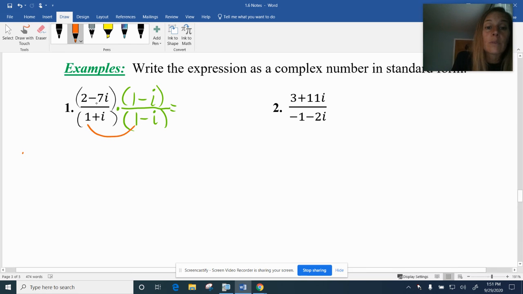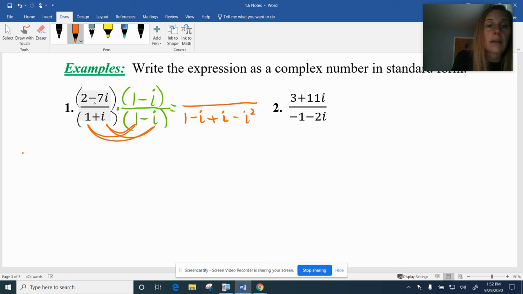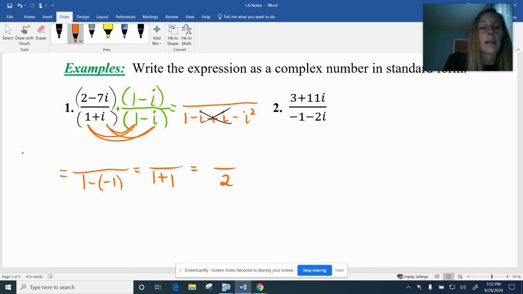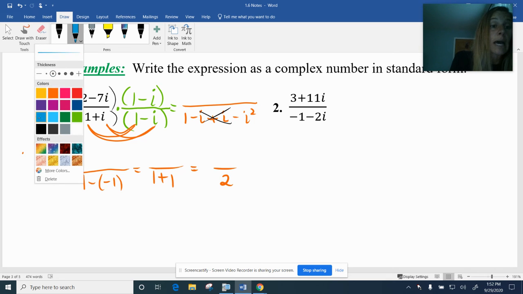So 1 times 1 is 1. 1 times -i would be -i. Then I'm going to get a positive i, and then -i squared. So you see these two canceled. And now on the bottom, I'm just left with 1 minus -1, which of course becomes 1 plus 1, which of course becomes 2. All right, so now I'm done with the bottom. I'm now going to go up to the top.